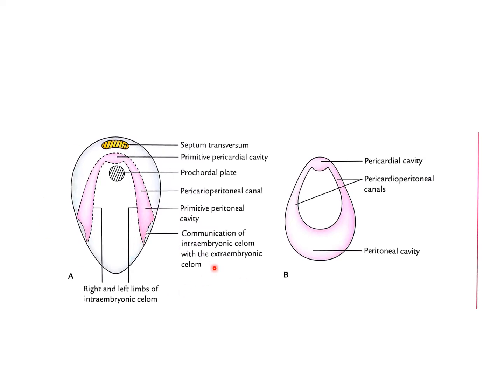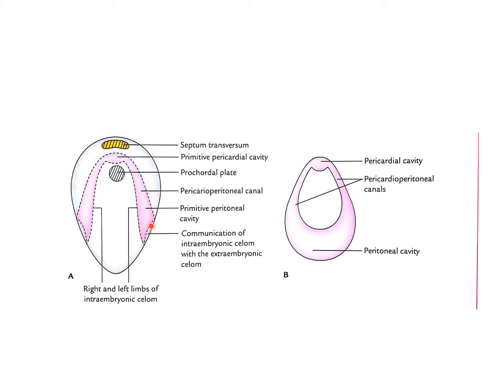This is a diagram of developing embryonic disc as seen from the dorsal aspect. The embryo before folding shows the septum transversum in the cranial most aspect. The pink dotted lines show the interior of the embryonic disc having the intraembryonic coelom. The parts of the intraembryonic coelom are the primitive pericardial cavity and the primitive peritoneal cavity. They are communicated by a canal called the pericardio-peritoneal canal.